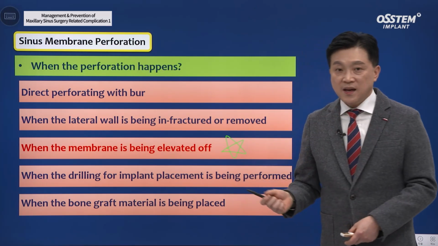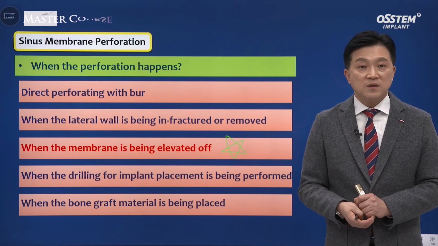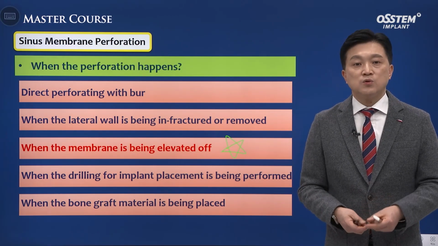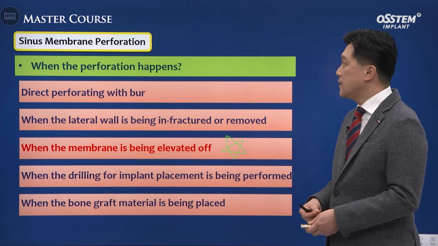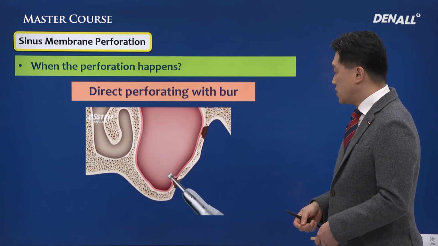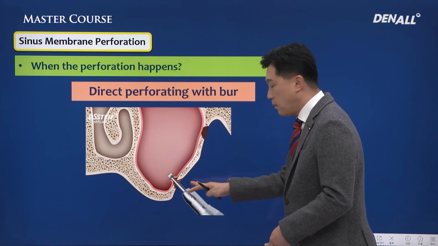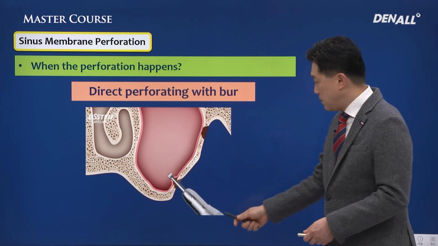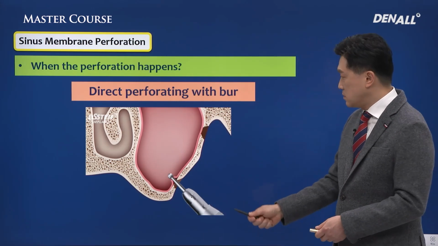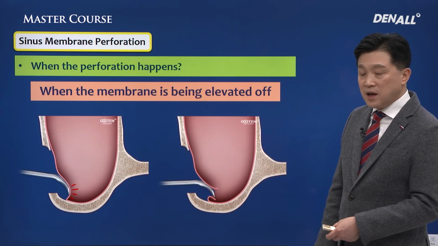When a membrane is elevated, because of irregularity in the sinus floor or because of a septum, or perhaps there can be mistakes in terms of tool usage, perforation can occur. Let's look at a case where sinus membrane perforation occurs because of direct usage of a burr. The burr should not go in at a right angle. It should go in diagonally in order to avoid these problems.